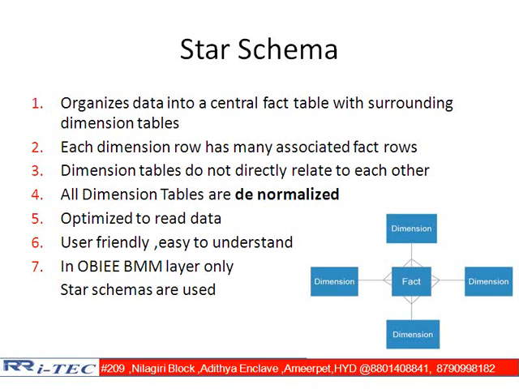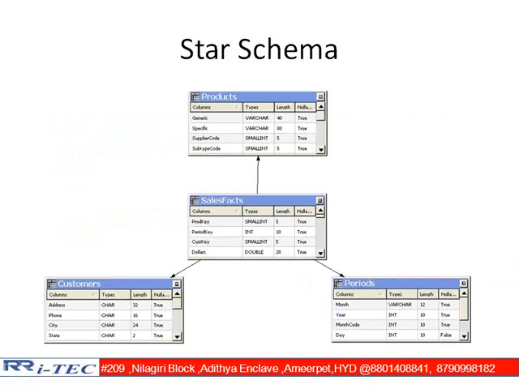Next point. All dimension tables are denormalized. What do you mean by denormalization? If I say products table, product related entire information should be available in that table only. That may be product type, product supplier, product subtype, product price, or anything. Entire information should be available in a single table. That is called as what? Denormalized.